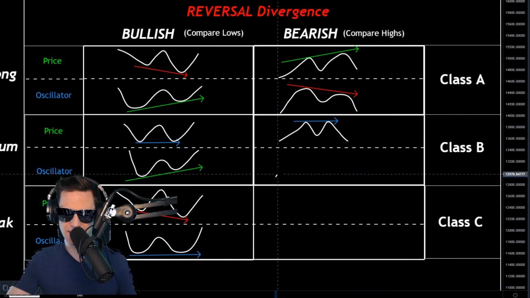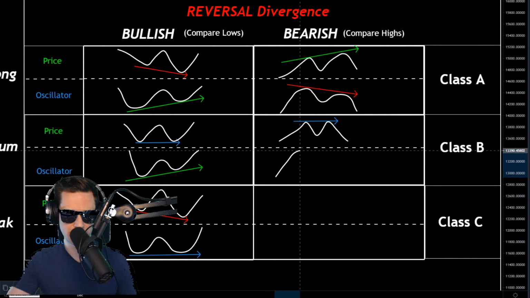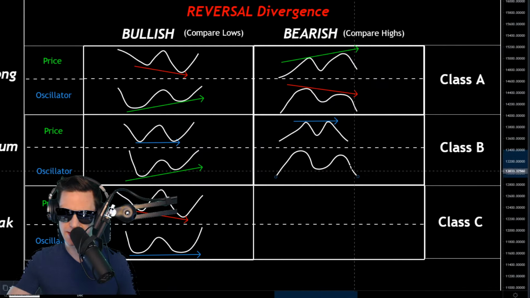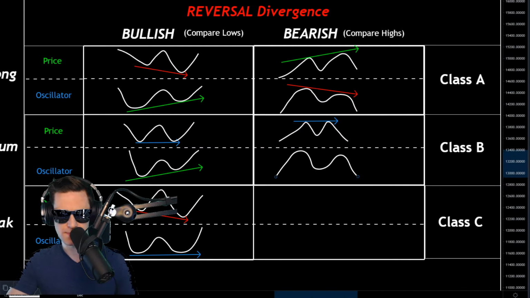We're going to have the oscillator swing high, pull back, and set a lower high, just like in the strong bearish divergence.